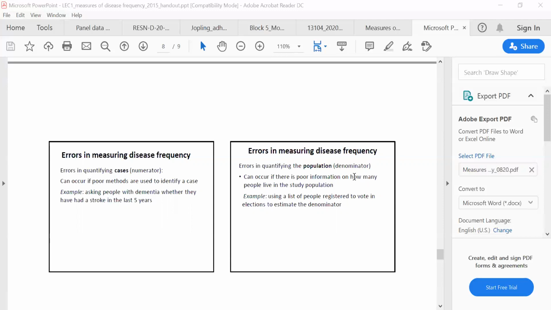The same can also happen with the population, where you might have errors in quantifying your population. So it is also important to make sure you use the correct denominator and the correct numerator. If we make errors between those two parameters, you will have challenges.